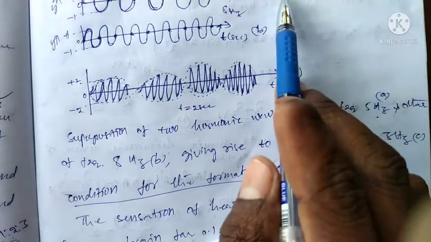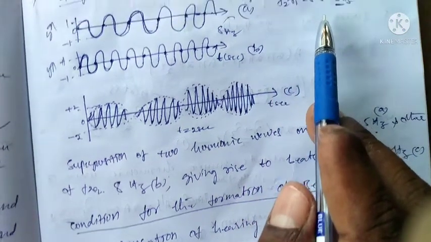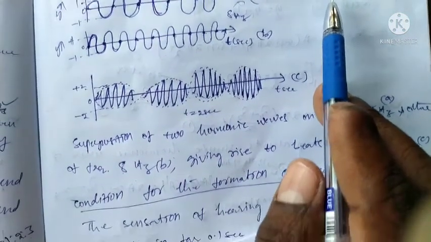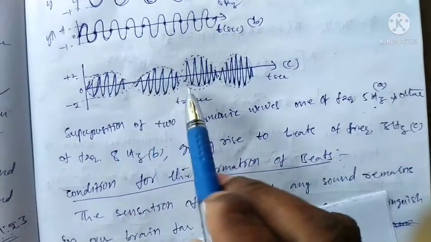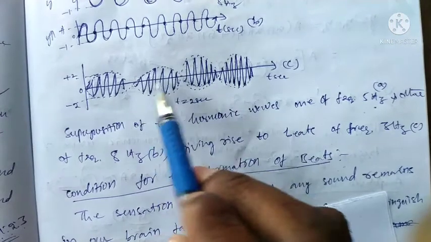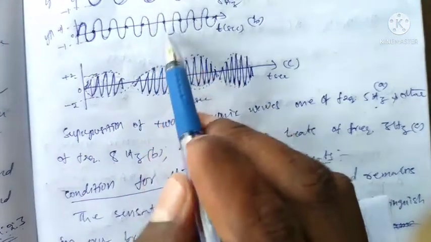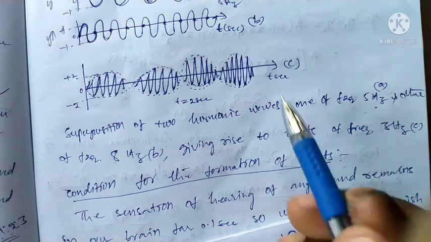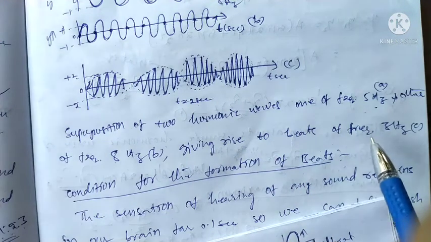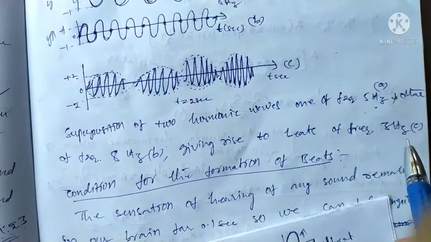The frequency difference f2 minus f1 is 8 minus 5, that is 3 hertz. That is the beat frequency of the resultant wave of the two waves. One wave has a frequency of 8 and another has a frequency of 5, which gives a beat frequency of 3 hertz.